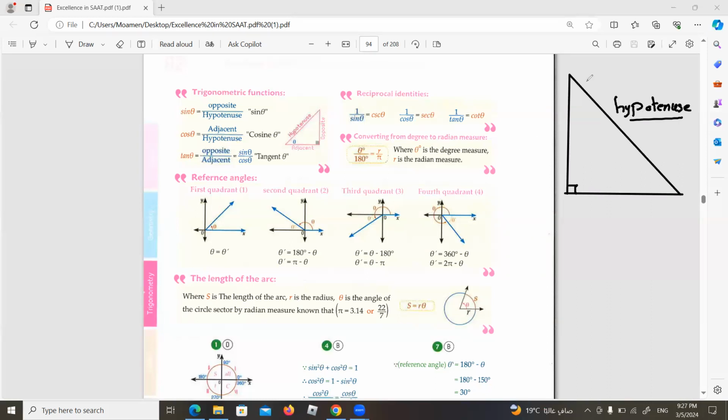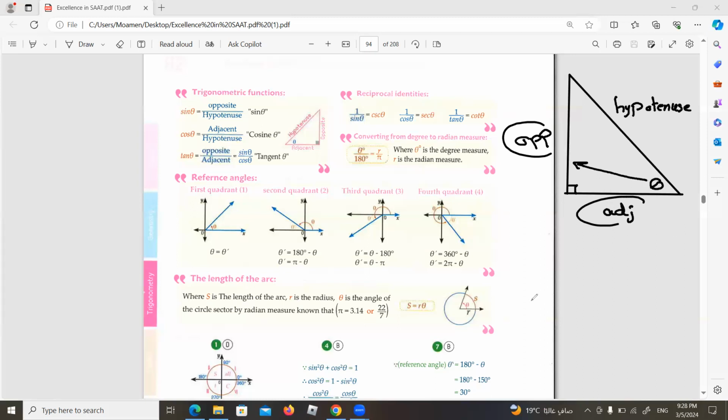And after that, we have two acute angles. Each angle is opposite to one of the sides. So we're going to name an angle as angle theta. For example, this is angle theta. This is its opposite side, and this is its adjacent side. So we have the opposite side and the adjacent side.